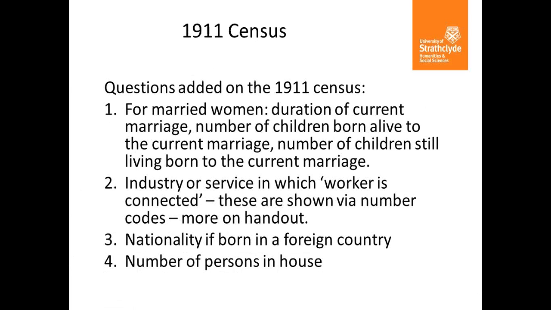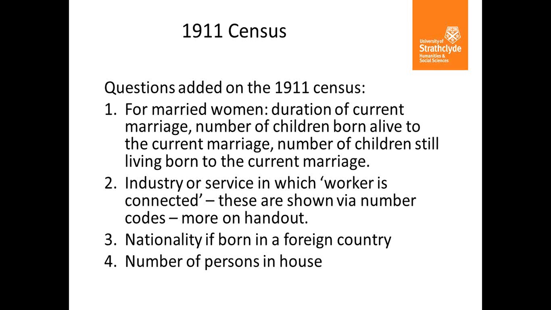And perhaps the best census of all is that from 1911, which was released over the last couple of years, because there's a particular question on there for married women, which is very great information. It tells you the duration of the current marriage, the number of children born alive, and the number of children still living. So if you were looking for someone and you had found them on the 1901 census and they were not around in 1911, then it may be because that was one of the children who died. And again, you can find a lot of information out just from that particular question.